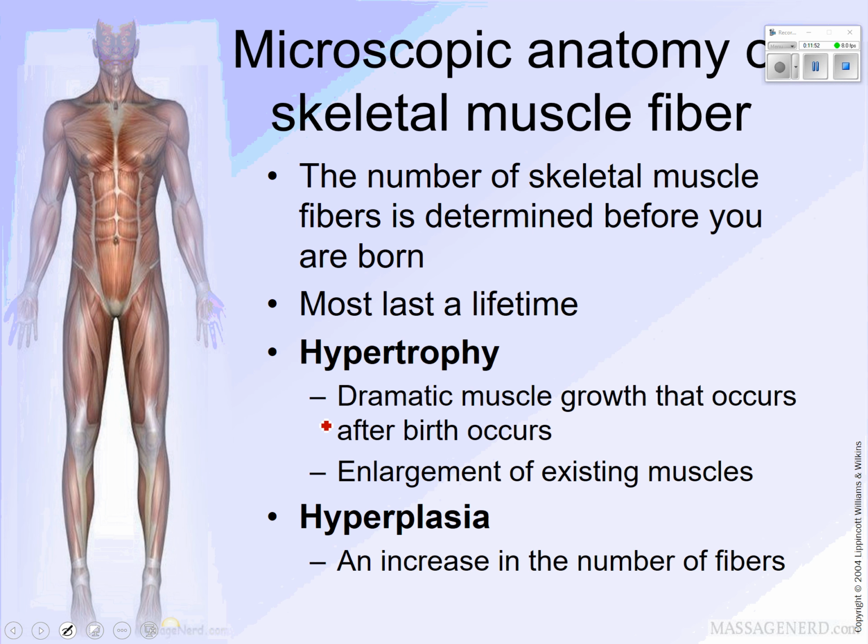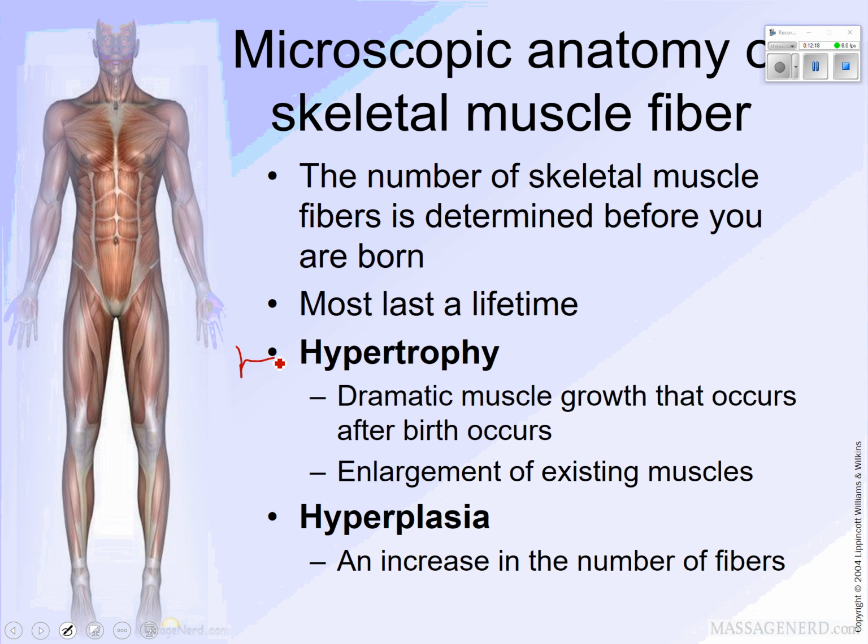Next, the number of skeletal muscle fibers is determined, of course, before you are born. Most are going to last a lifetime. Two terms you need to know. One is, of course, hypertrophy. That is when you have dramatic muscle growth that occurs after birth, and you have enlargement of existing muscles. Hyperplasia, that is an increase in the number of fibers.